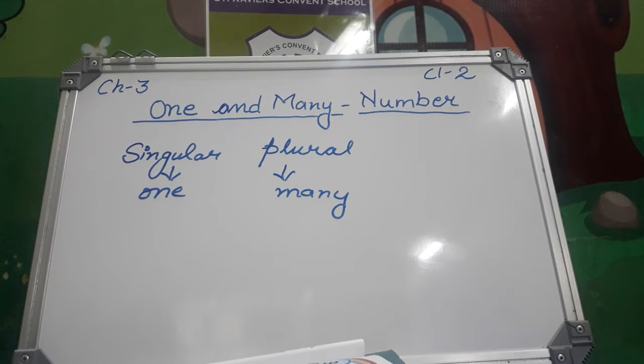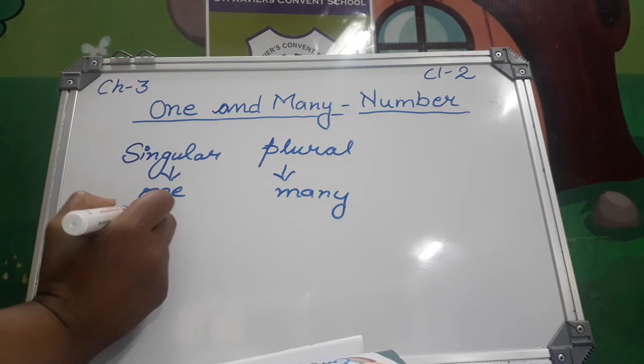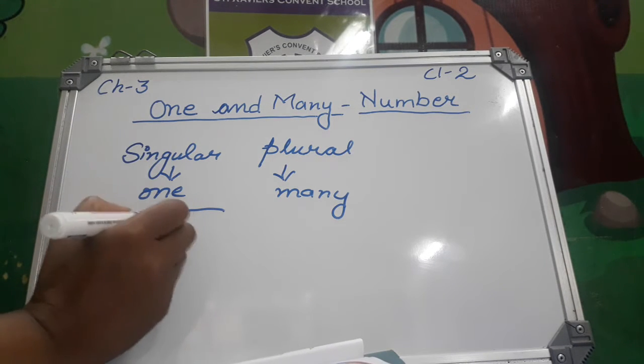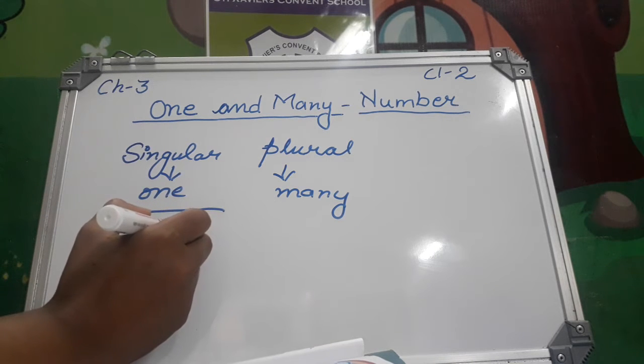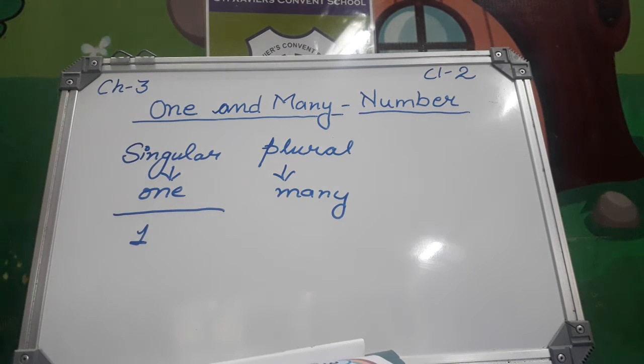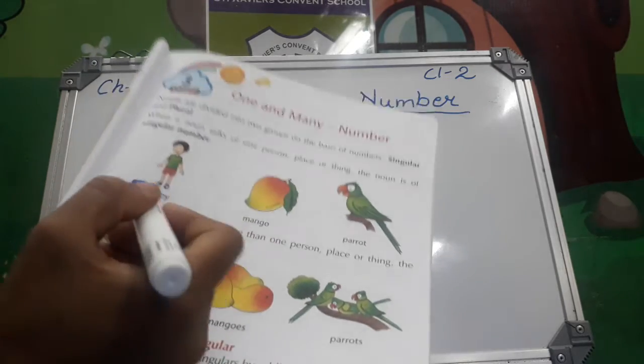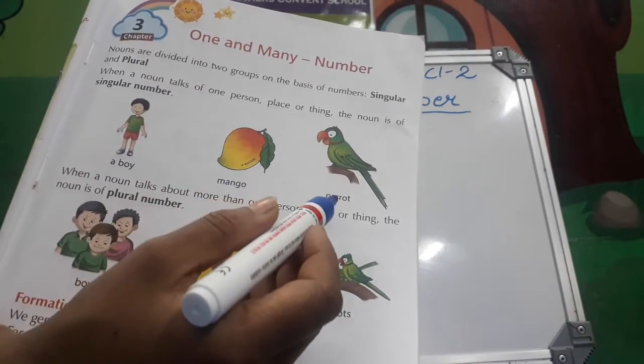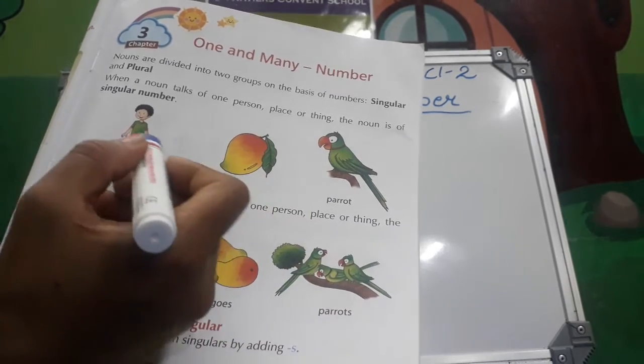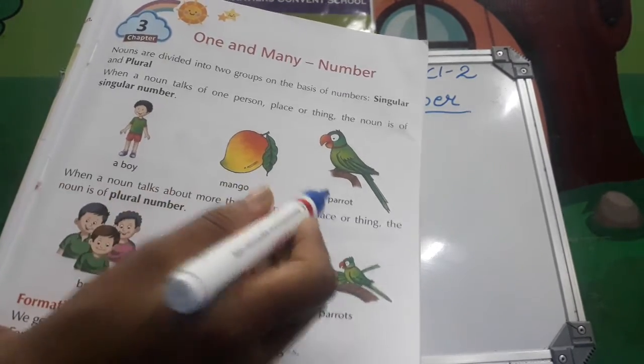When a noun talks of one person, place or thing, the noun is singular. If we are talking about only one person, one place or one thing, this is a singular noun. Look here: a boy, a mango, a parrot. These are singular nouns because here there is only one boy, one mango, one parrot.